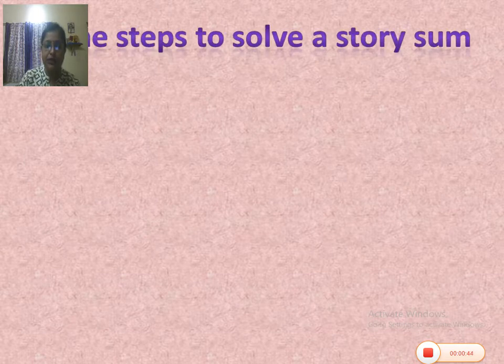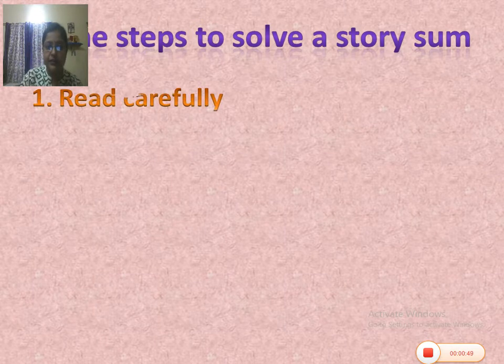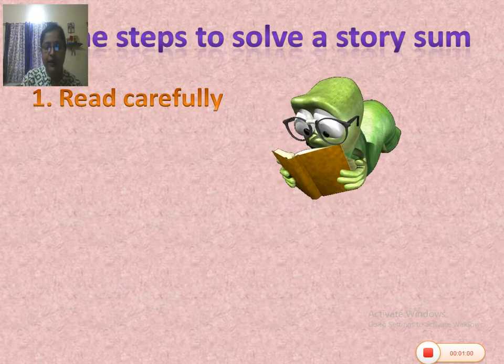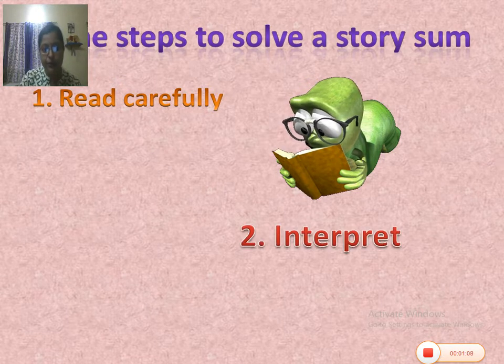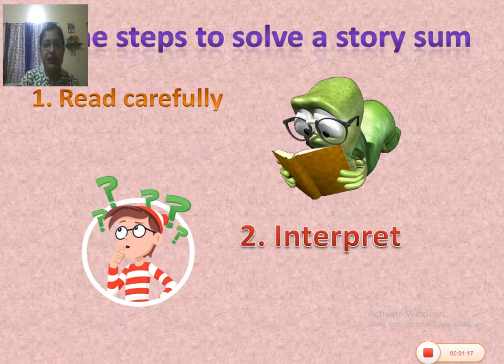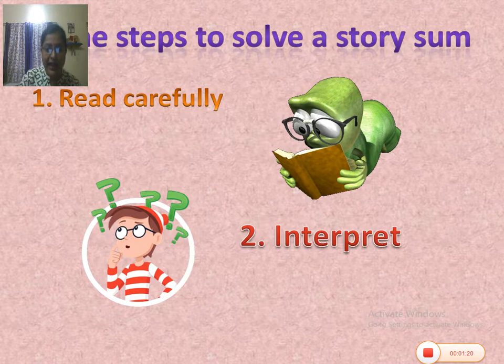To understand it, we need to deal with the steps required to solve a story sum. The first step is always to read the question very carefully. It is always advisable that you read the question more than once, thoroughly, and understand it properly. Because if you read it carefully, you will move on to the next level, that is to interpret, to relate it, to link it, to understand it in a better way.